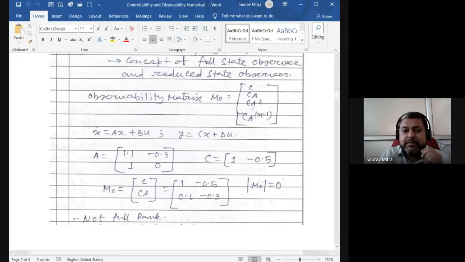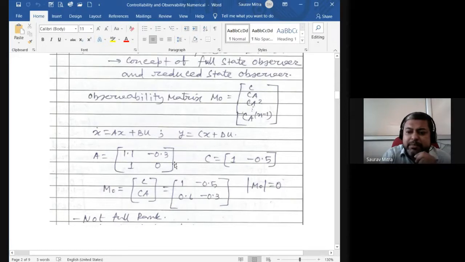That's all. Now the observability matrix. If it is a third order system, it will be C, that means 1 row and 3 columns, then CA, again 1 row 3 columns, then CA squared, again 1 row 3 columns. Likewise it will go up to C times A raised to n minus 1. If n is equal to 3, that means it's a 3 variable system, then MO will restrict to C, CA and CA squared.